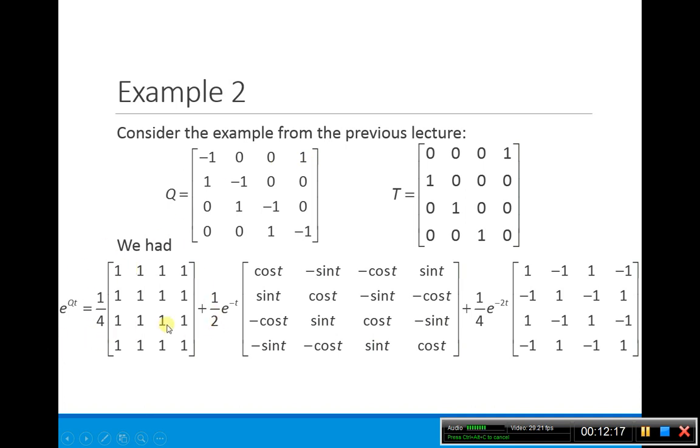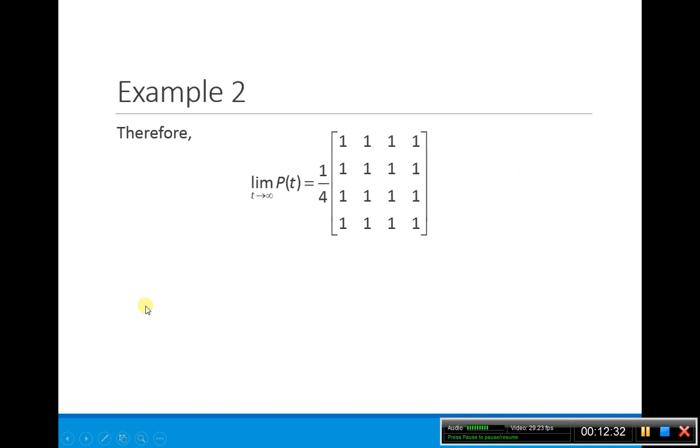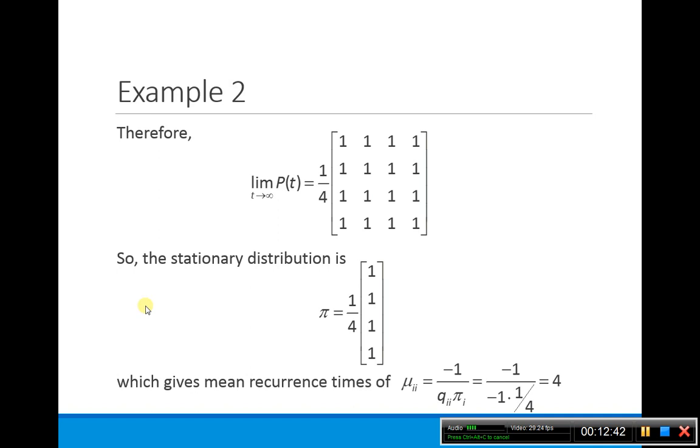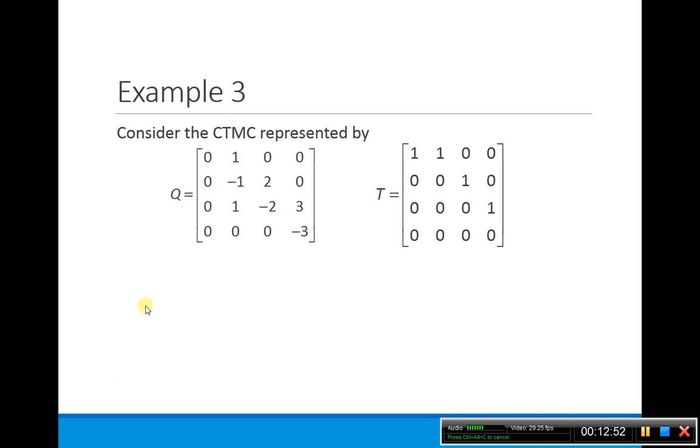And we had e to the qt from Maple given by this. If we look at this part and take the limit as t goes to infinity, what's going to happen? Well, this goes to 0. This one here goes to 0, so we're just left with this first matrix. So the limit as t goes to infinity of p of t is just given by this 1/4 times this matrix of 1s. So the stationary distribution is just 1/4 for every single state. This gives us a mean recurrence time of negative 1 over qii. All of our qii's were negative 1, so all of our mean recurrence times are 4.